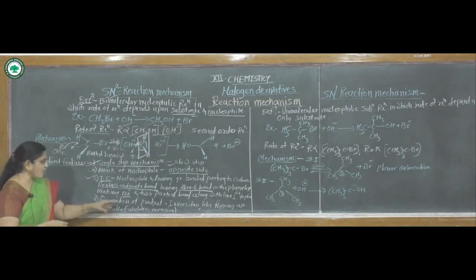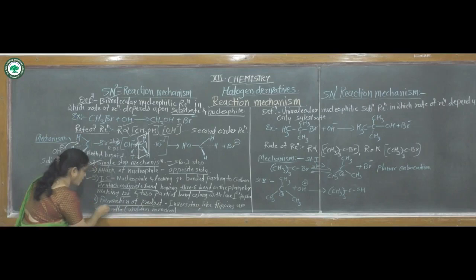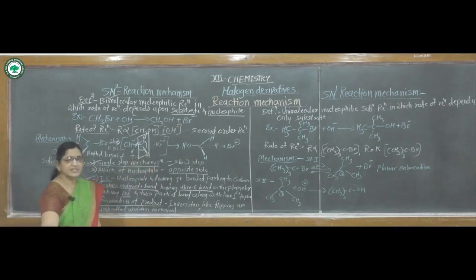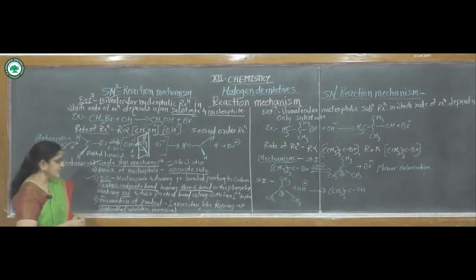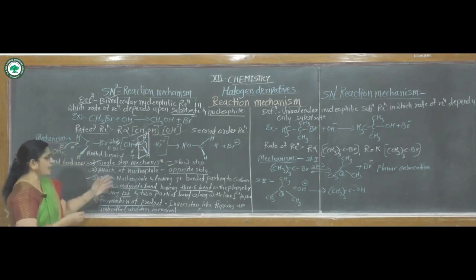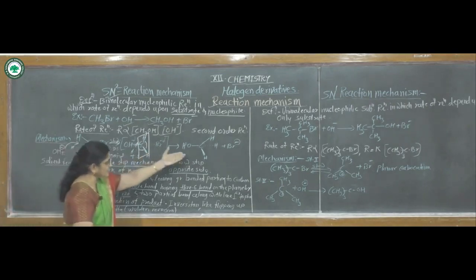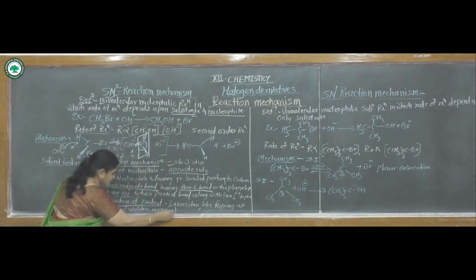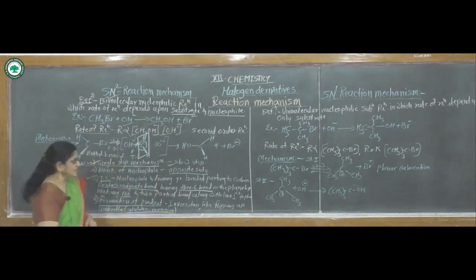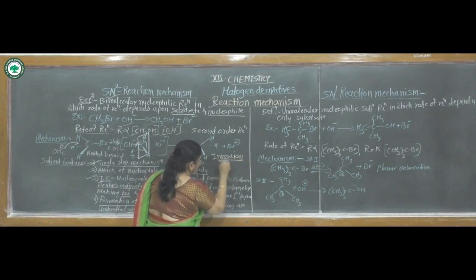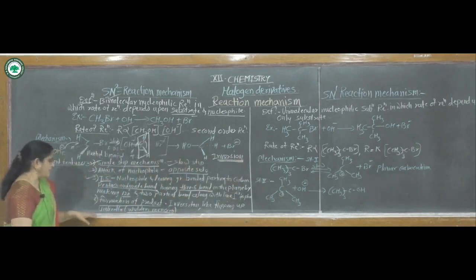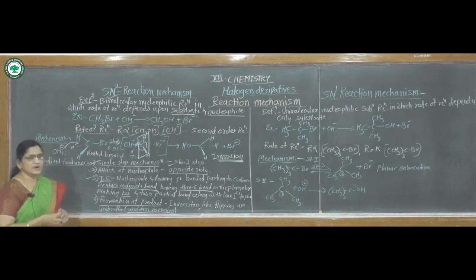Then the fourth point, formation of product. In formation of product, there is inversion of configuration. That means it is like flipping an umbrella. This is called inversion of configuration, or Walden inversion. Just like flipping an umbrella, hence it is called Walden inversion. Hence this is about the SN2 reaction mechanism.